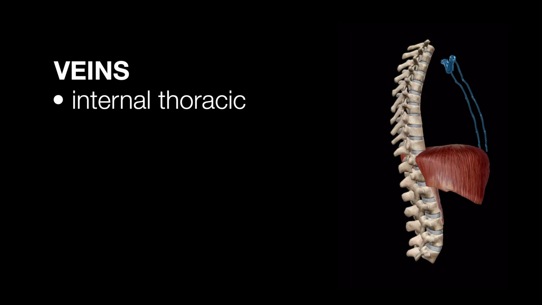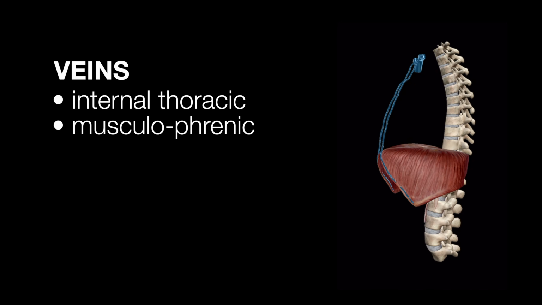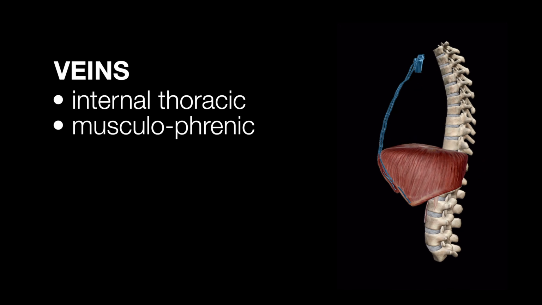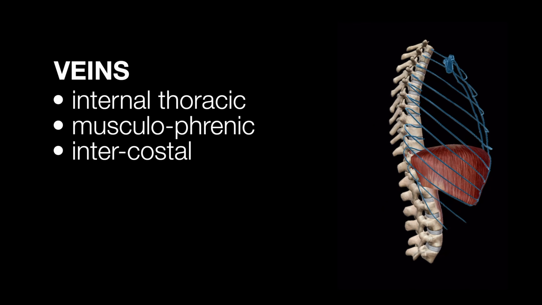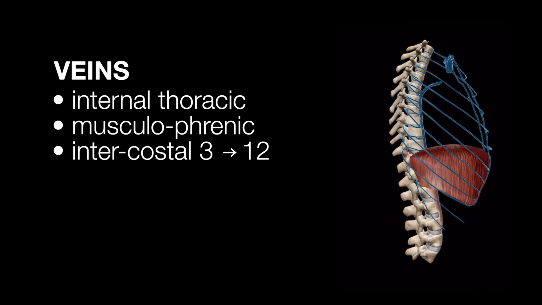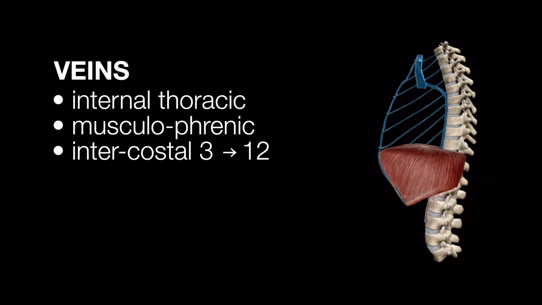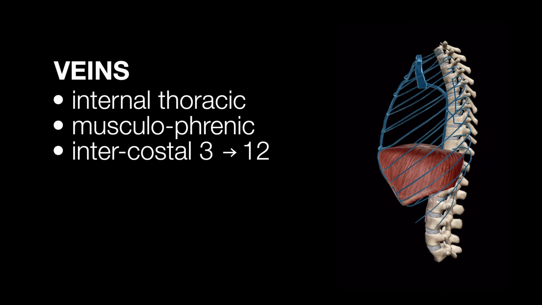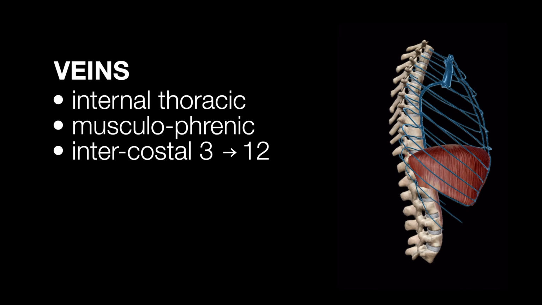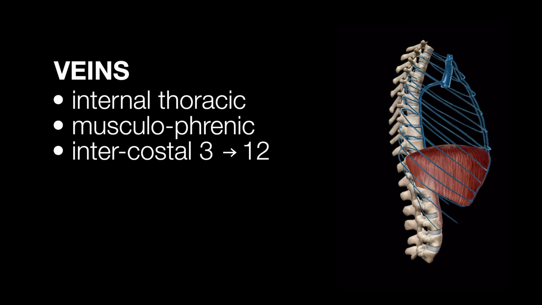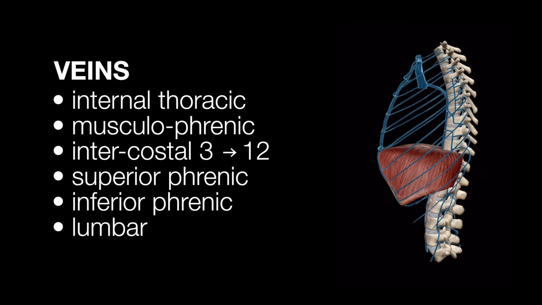The veins follow the arteries, so we find the left and right internal thoracic veins that drain into the left and right brachiocephalic veins, the musculophrenic veins that drain into the left and right internal thoracic veins, the right intercostal veins from 3 to 12 drain directly into the azygos vein, which will itself drain into the superior vena cava. The left intercostal veins from 3 to 12 drain into the accessory hemiazygos vein and into the hemiazygos vein that in turn will drain into the azygos vein. And finally, the phrenic veins and lumbar veins will drain into the azygos vein. That's a lot of drain.